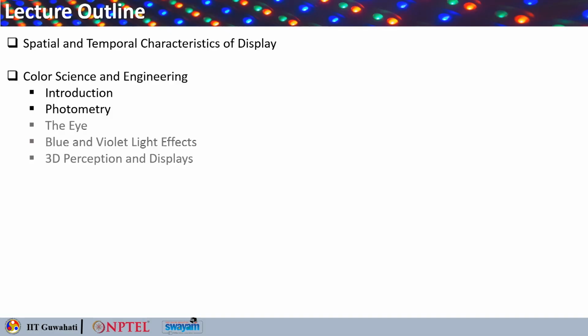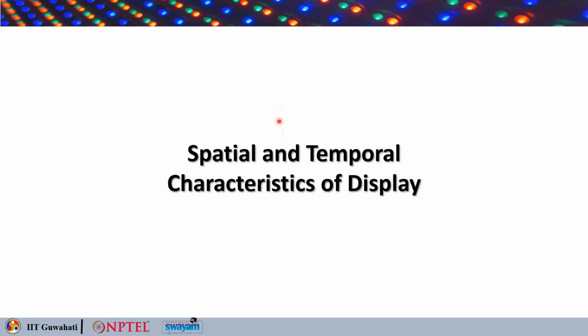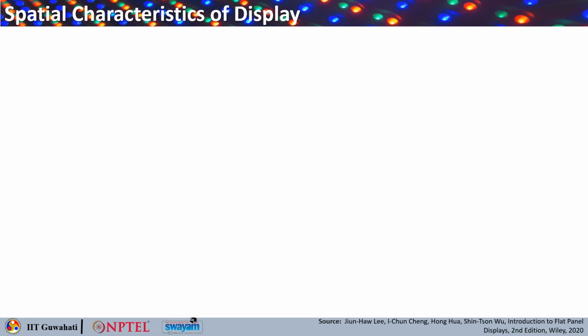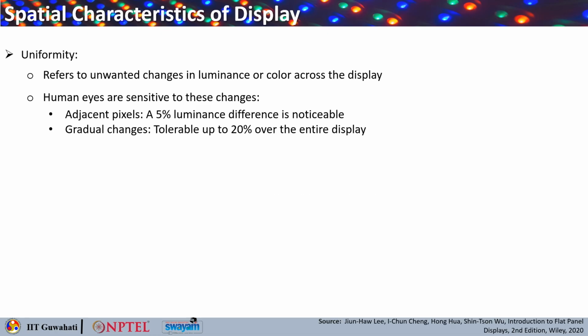So here is the lecture outline. We'll first look into the spatial and temporal characteristics of display. Then we'll move on to color science and engineering. We'll have a brief introduction and then talk about photometry, and the remaining aspects we'll be covering in the next lecture. So let us first understand the spatial and temporal characteristics of display. First, let's take up the spatial characteristics.